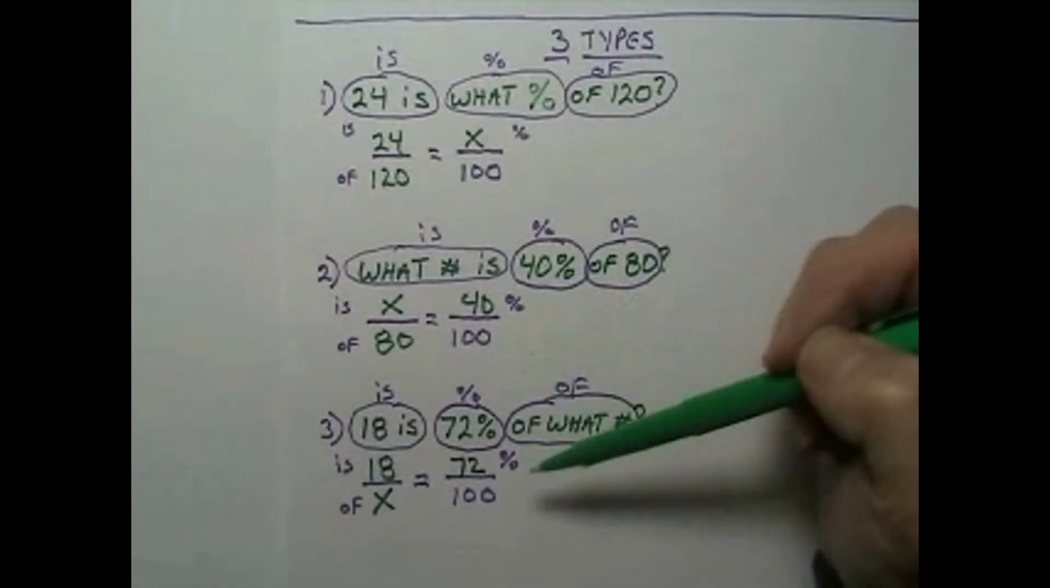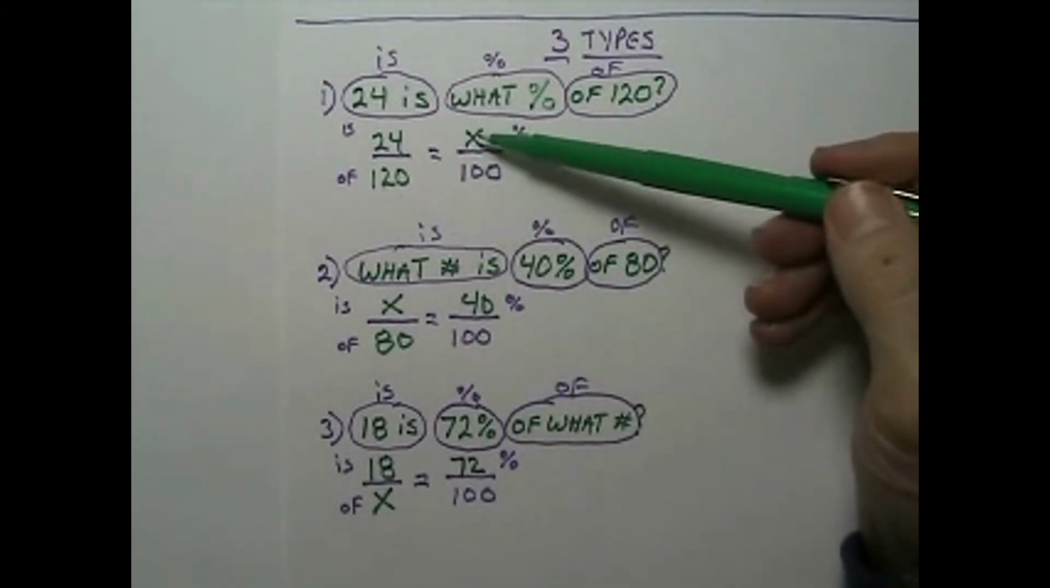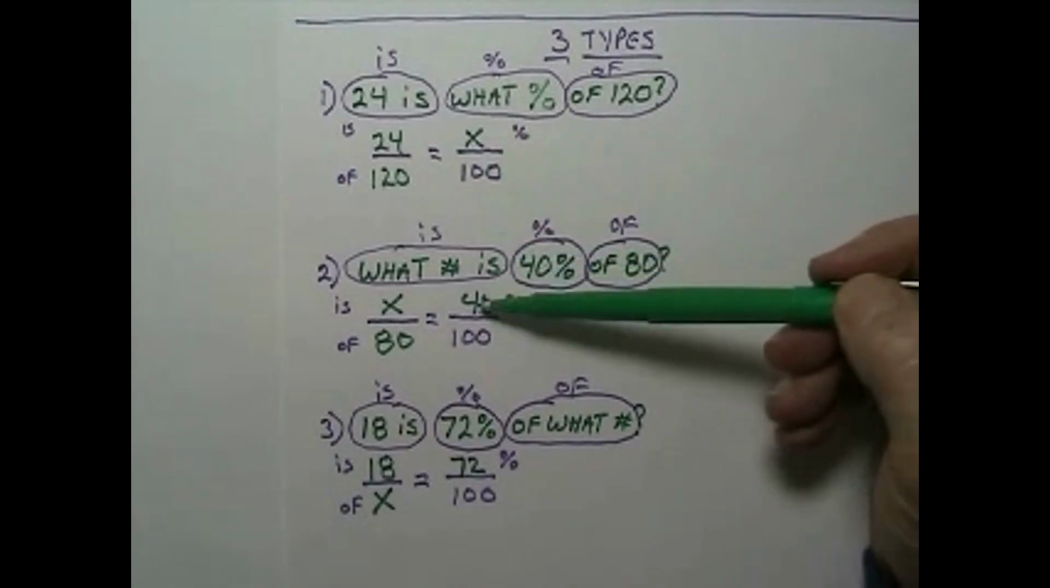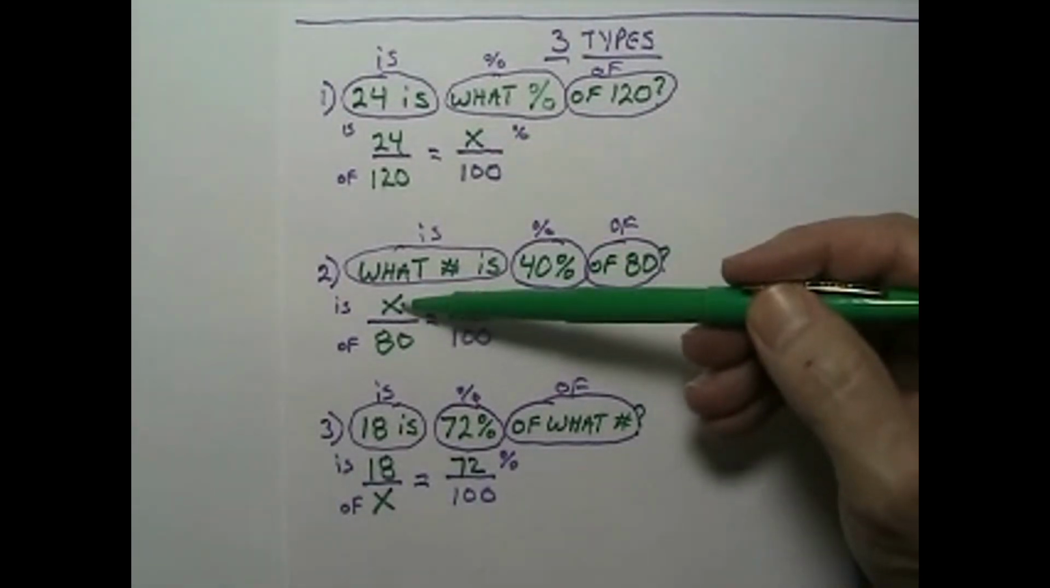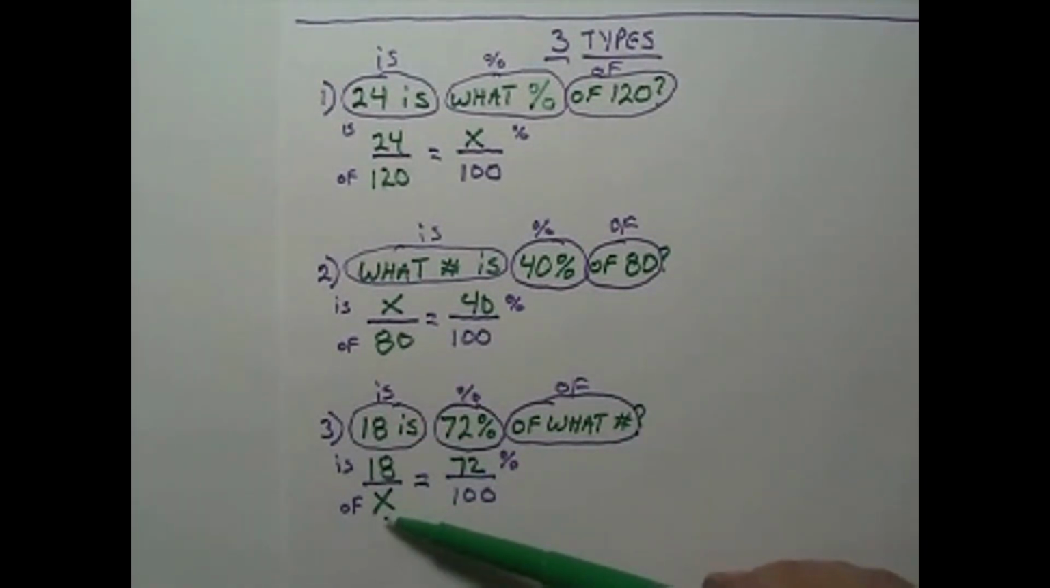Now when we set up these problems, they probably all seem the same, but there's 3 different types. Notice the first type, we didn't know the percent. Okay, that's our unknown. The second type, we didn't know the is. That's unknown. And the third type, we don't know the of. Those are the only 3 types of word problems that you'll receive like this.